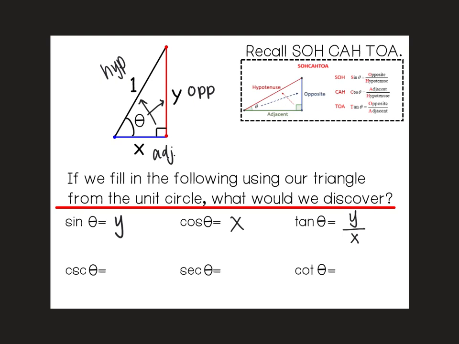The next 3 are just the inverse of whatever's above them. So cosecant is the inverse of sine. If I talk about a fraction, the inverse means you just flip it. So we're just going to flip these upside down. Sine was technically y over 1, so cosecant of theta would be 1 over y. If I do the same thing on the next one, it's 1 over x. If I do the same thing on the next one, it's x over y.